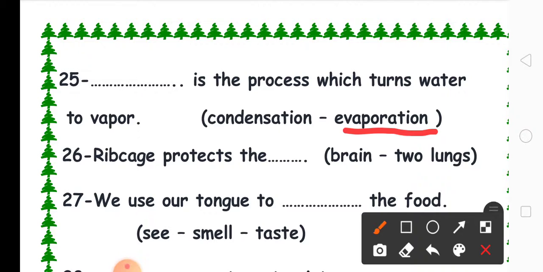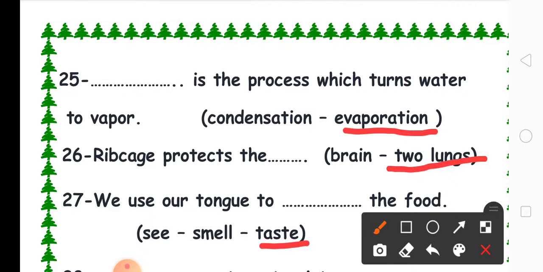Number 26, the rib cage protects the, yes, we said the skull protects the brain, but the rib cage protects the heart and two lungs. 27, we use our tongue to taste the food, but we use teeth to chew the food.